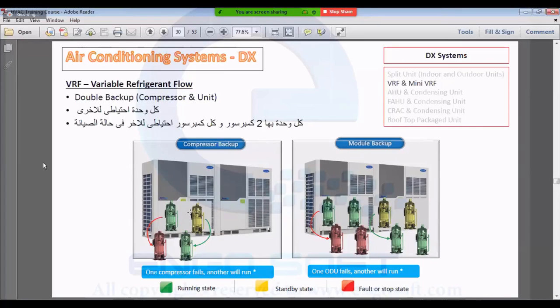So if we are working through this unit, you see one compressor is working. If this compressor malfunctions or goes into maintenance or anything like that, the second compressor will operate. This is the main advantage of this VRF unit.